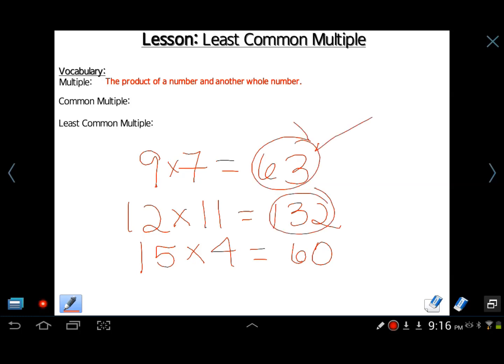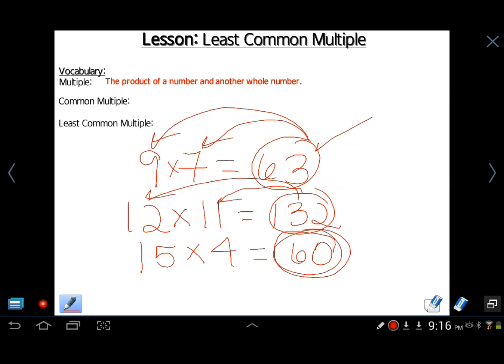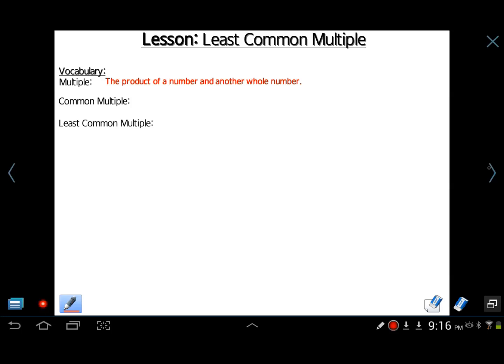63 is a multiple of 9. It's also a multiple of 7. 132 is a multiple of 12, and it's also a multiple of 11. 11 times 12. Same thing with 60. A common multiple is a multiple that is shared by two or more numbers. That's going to be the focus of our lesson today: common multiples and least common multiples. Least common multiple is the smallest common multiple between two numbers or more than two numbers.